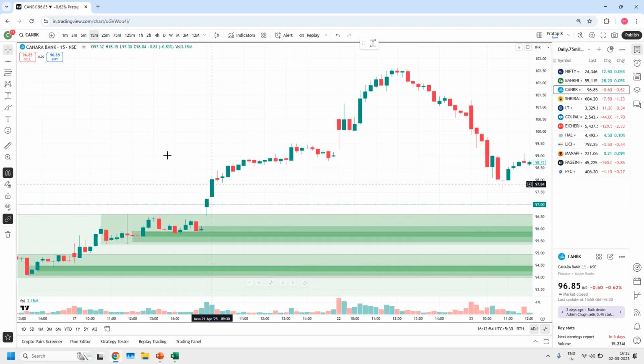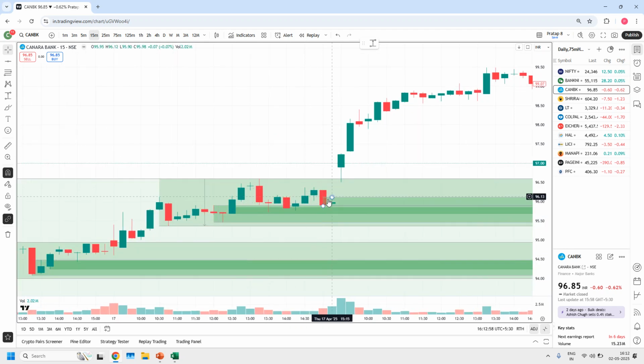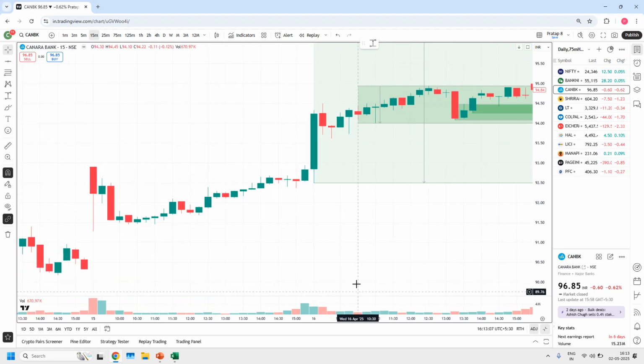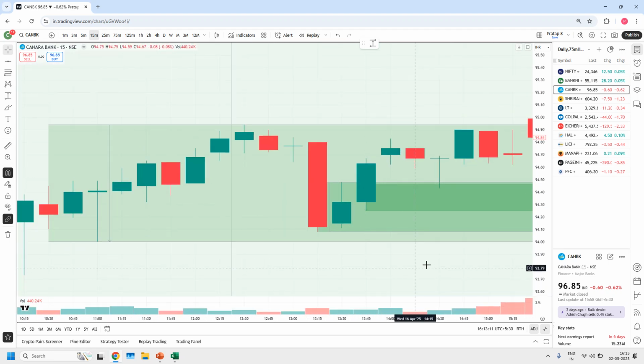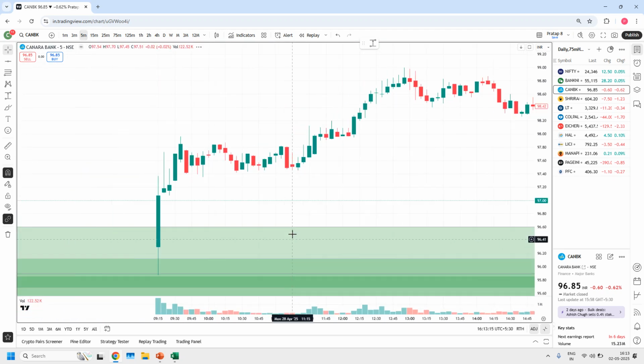In the 15 minutes time frame, you have drop, base, rally with hidden body. And here also drop, base, rally, not a great leg out, but okay. Drop, base, rally. Now look into the 5 minutes time frame.